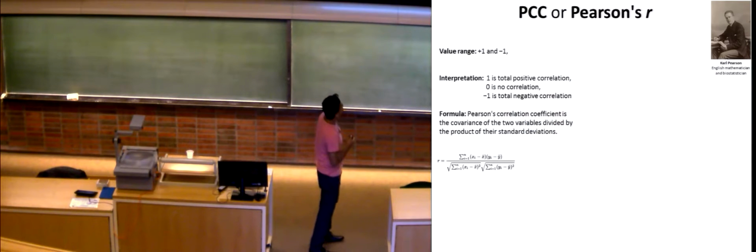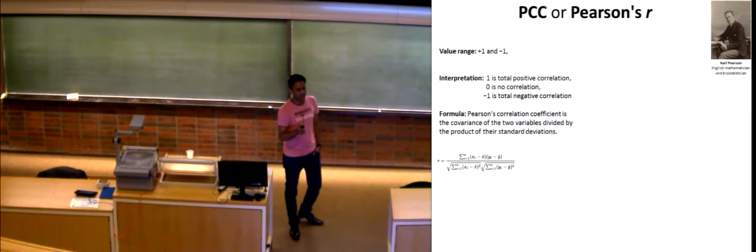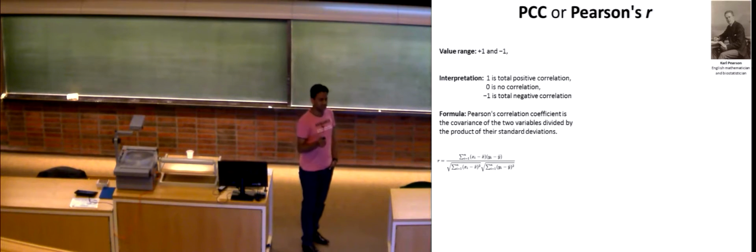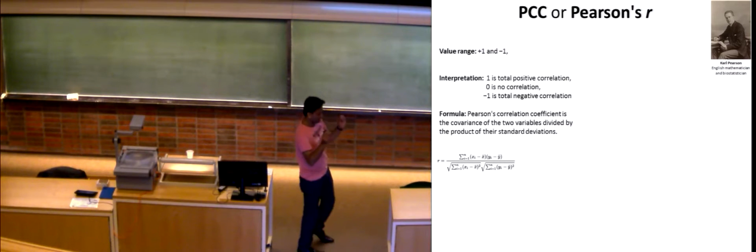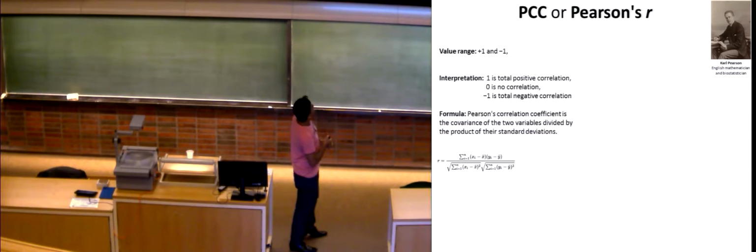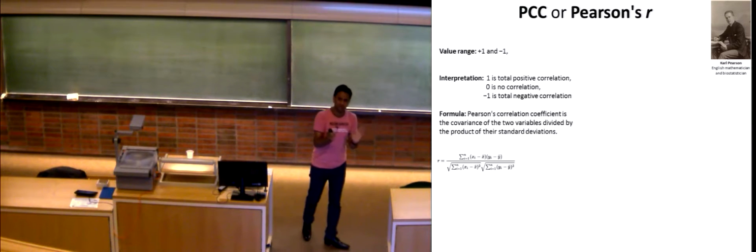So let's see Pearson's correlation. It was discovered by Karl Pearson. He was a statistician and a mathematician. He came up with a formula, which you can see here, right? And according to this formula, x and y basically are the two variables on which you want to quantify the correlation.